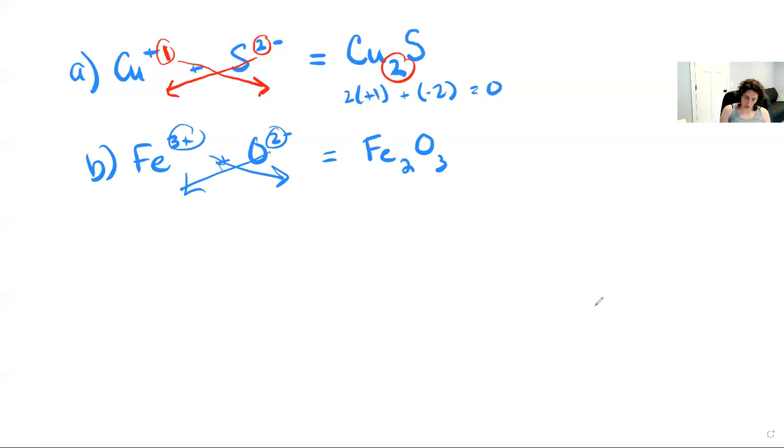And then if we think about it, now we have 2 atoms of iron times +3, and then 3 atoms of oxygen times -2, and that gives you 0, right? 6 minus 6.